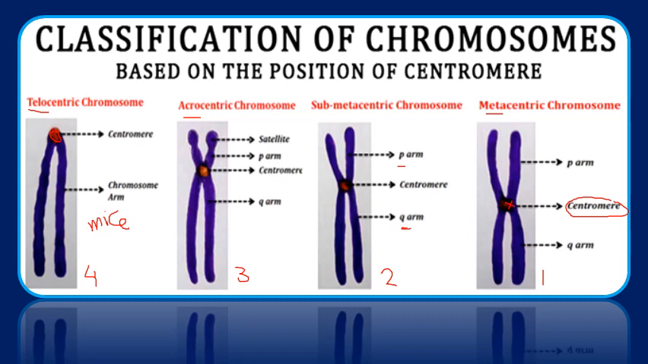To conclude the differentiation between the four shapes or types of chromosomes, we will say again, the first one is called the metacentric chromosome, with the centromere at the middle position.